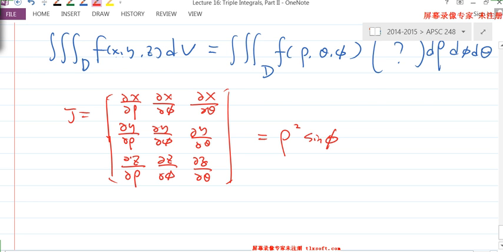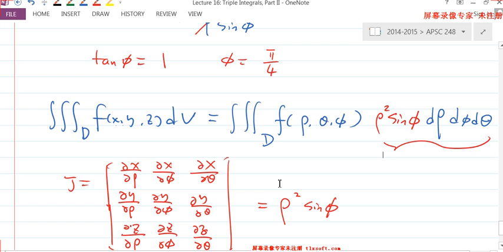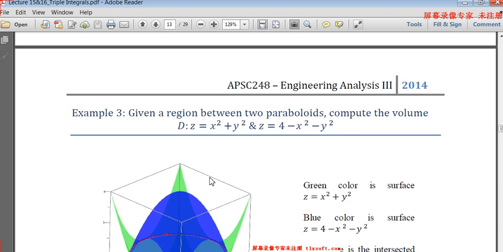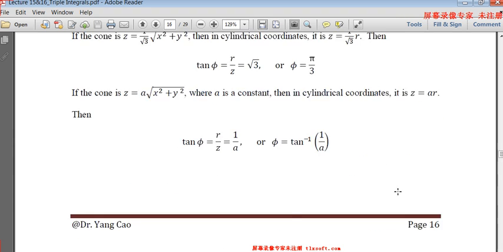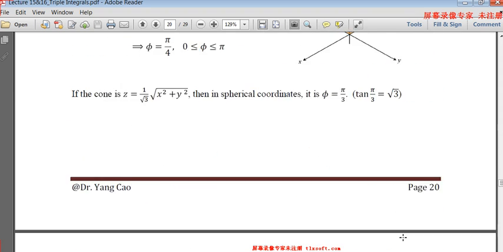So what that means is, if you want to evaluate the triple integral in spherical coordinates, then here we have to include this portion, rho squared sine phi. Is that clear? That's the change of variables from xyz to rho theta phi. If you don't like the Jacobian, you can look at the lecture notes, where there is a simplified version.